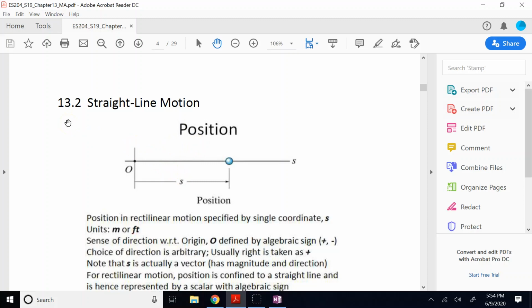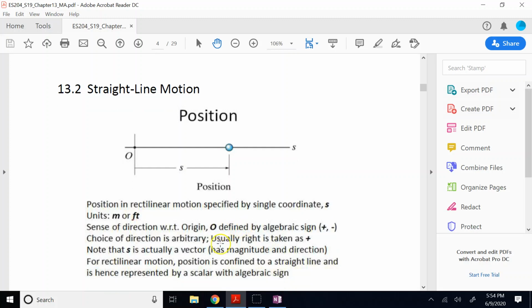So we can change the position vector from being a vector really to what? A scalar s with a sign. So that simplifies a lot, okay? And we know from physics that it's always easier to deal with scalars than vectors. So that's the advantage.